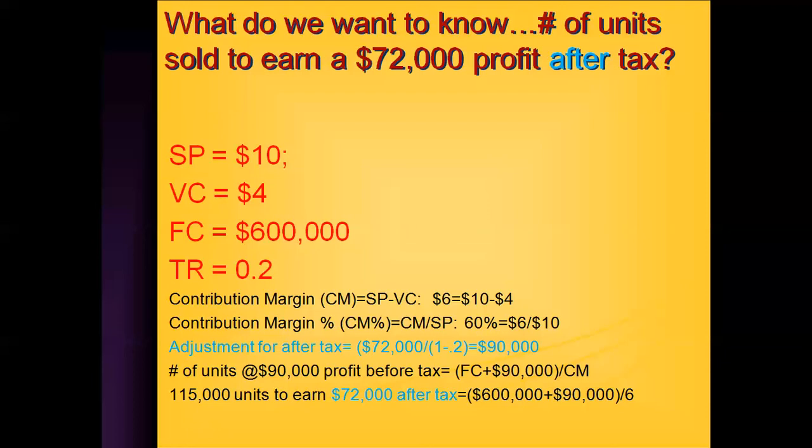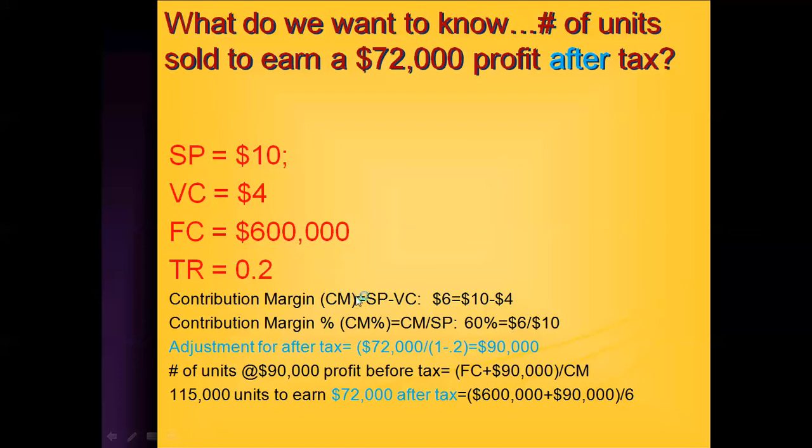Well, here again, it's a relatively straightforward equation. You know your selling price is 10, you know your variable cost is 4, you know your fixed costs are 600,000, and you know your tax rate is 20%. Uncle Sam is going to take 20% of your income as income tax.